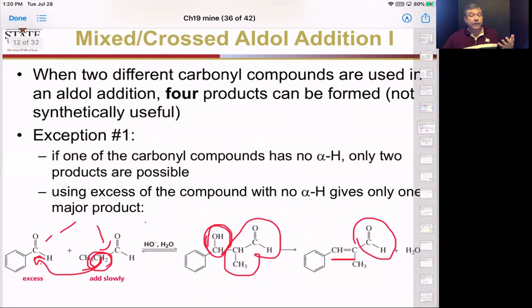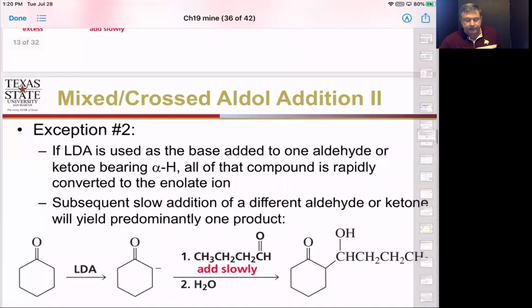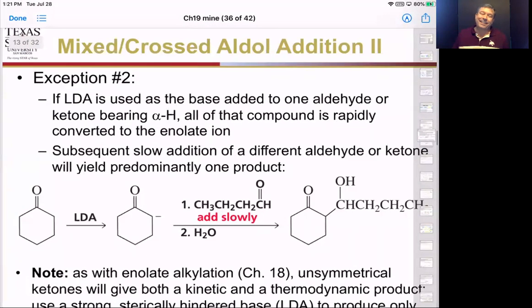Now, can we do the same thing we did with the Claisen and make a ring? Well, sorry. There's a second rule in the mixed one right here, which is that we can actually help the reaction by using an irreversible base. If we use LDA, LDA is that irreversible base. It forms that enolate anion, and then it doesn't allow it to equilibrate. So we can form that anion.